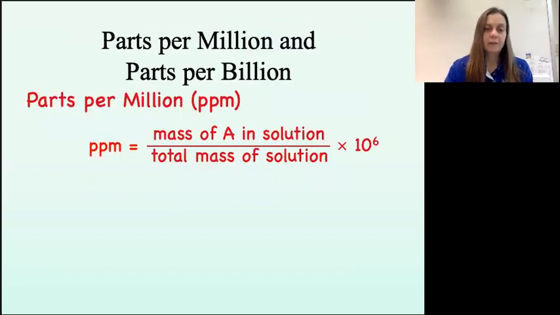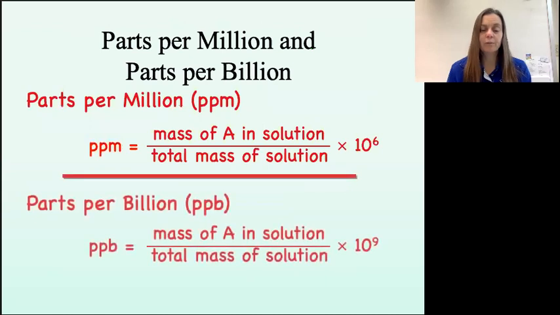So we use parts per million. We also use parts per billion. This is for really, really low numbers. So for parts per billion, we're going to use the mass of the substance, the solute in solution, divided by the total mass of the solution times 10 to the 9th, so times a billion. So that's parts per billion. Okay, so these are pretty simple and straightforward.